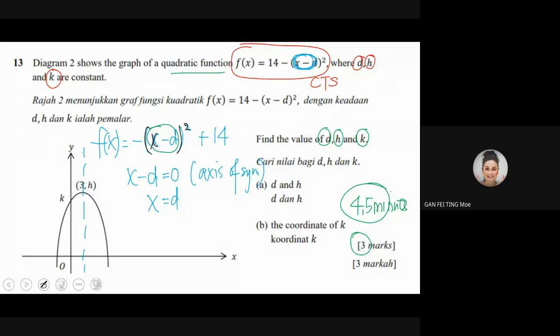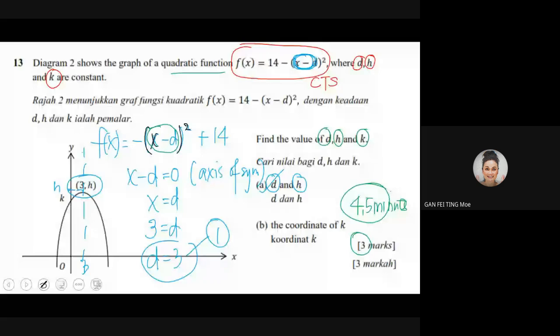From the diagram, the coordinate is (3, h), so 3 is here and h is here. Therefore your x is 3, then your d is 3. So here you get 1 mark. Done. 1 mark is so easy for you, right? Then you go for the second mark. Now D and H. D, you got your first mark. H, what is H? Another point here.